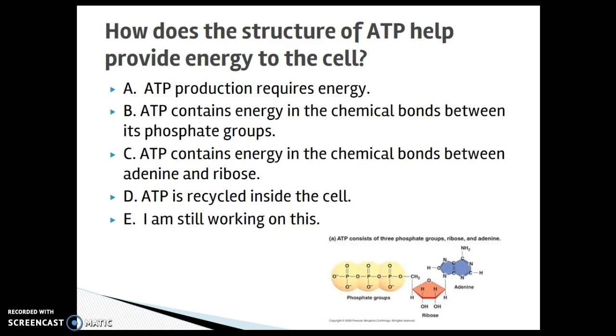So here are your options. A, ATP production requires energy. B, ATP contains energy in the chemical bonds between its phosphate groups. C, ATP contains energy in the chemical bonds between adenine and ribose. Or D, ATP is recycled inside the cell. Choose one of those four answers.